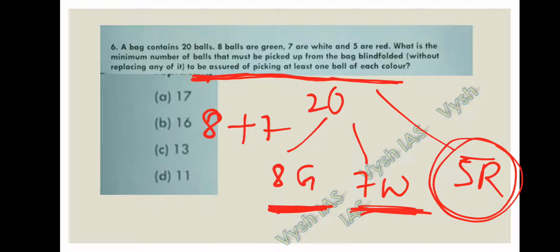You don't need to pick up the 17th ball. One red will already be picked up. So 8 plus 7 plus 1 is the assured number of picks for at least one ball of each color. So the total number of chances is 16. 16 is the correct answer for question number 6.